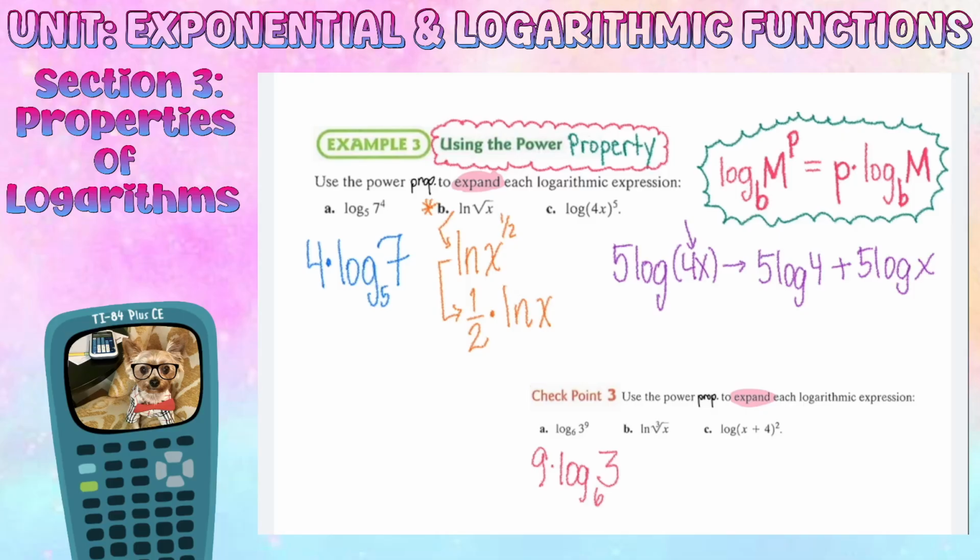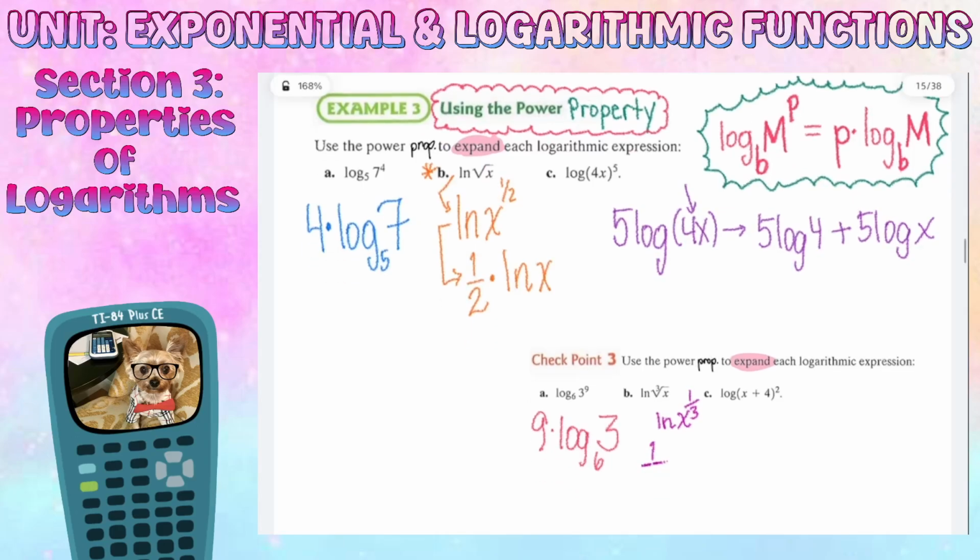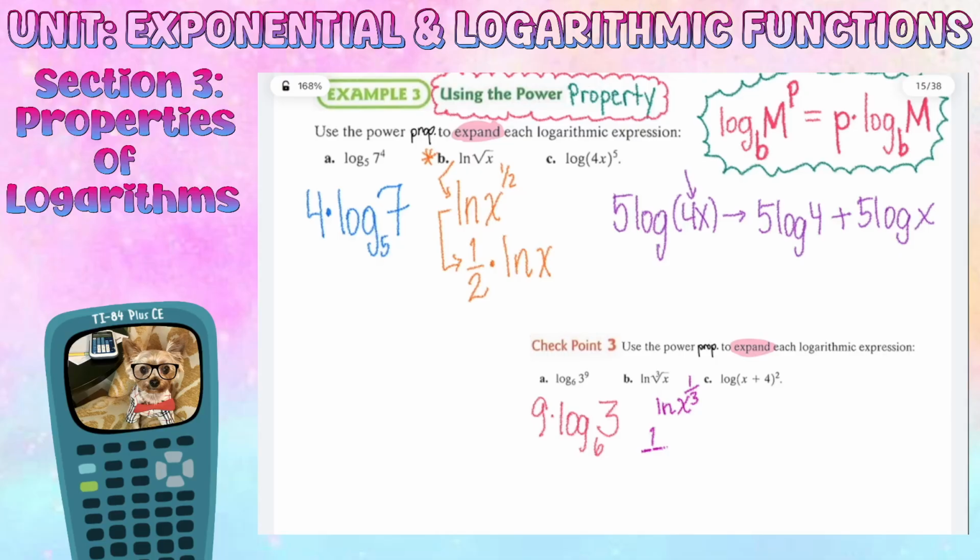Next, we have a cube root, and a cube root is quite similar to a square root, except instead of it being a 1/2 power, that one is going to be 1/3 power. So this is the same as the ln of x to the 1/3 power. So that means 1/3 times the ln of x.